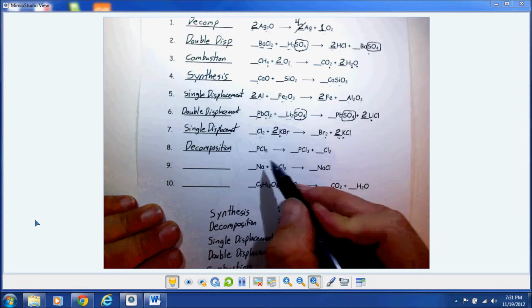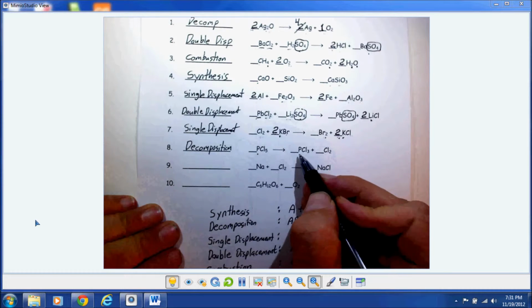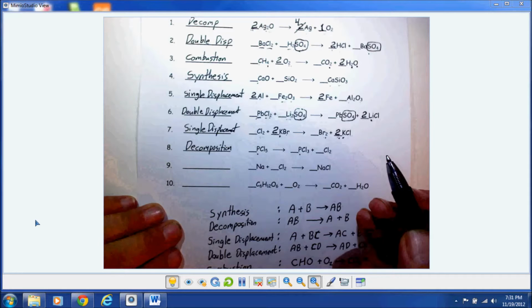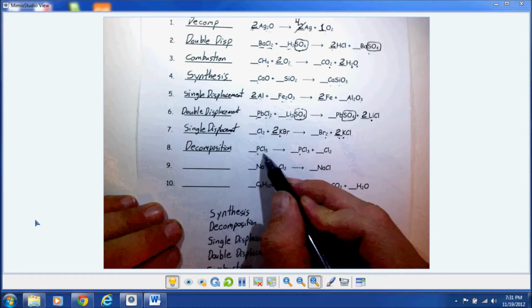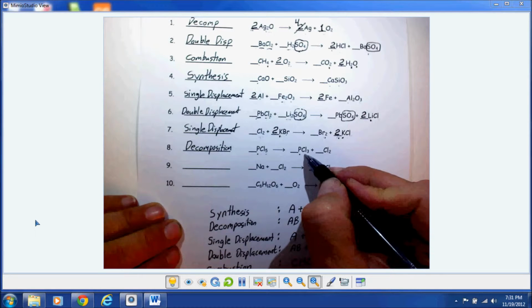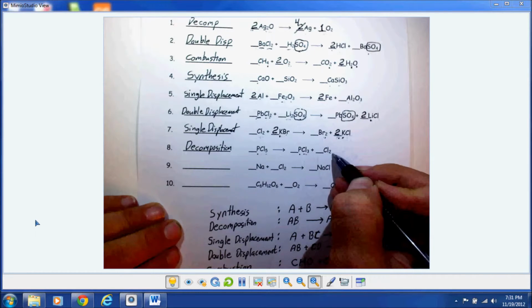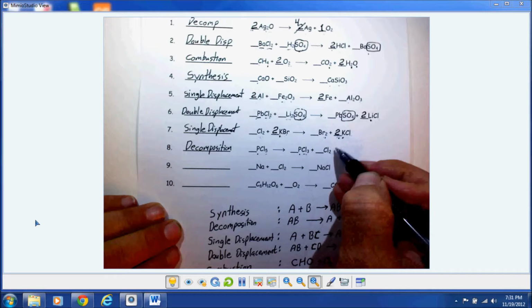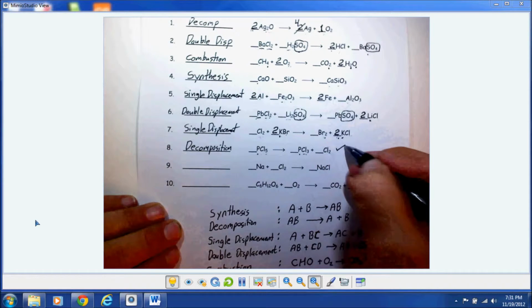Now we balance it. I have 1 phosphorus on this side and 1 phosphorus on this side. So far so good. 5 chlorines on this side, and chlorine is present in 2 places here. I have 3 here and 2 here. If I add them together, that's 5. This equation is already balanced.